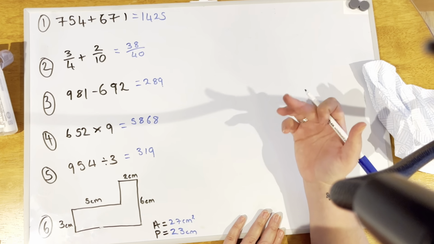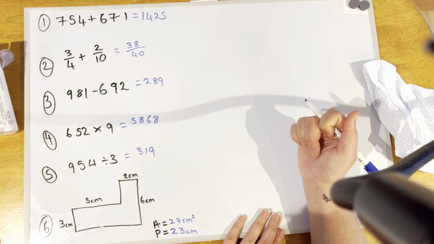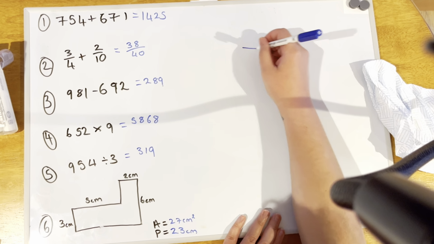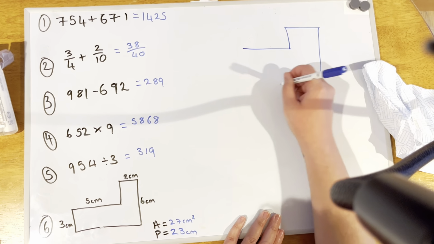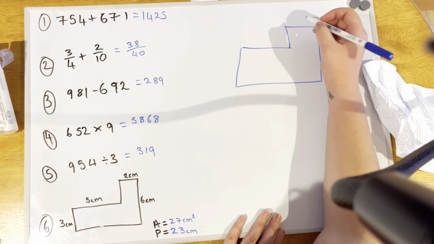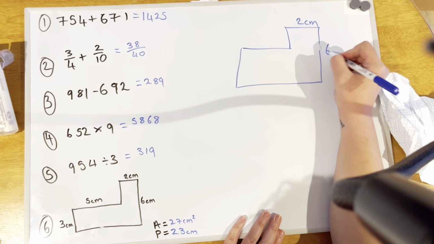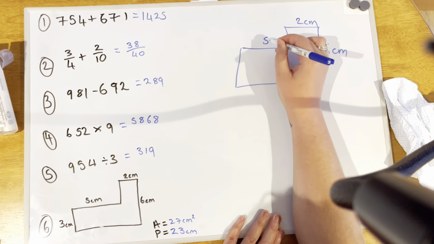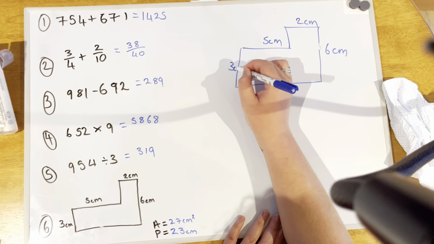Number 6 is a two-parter. We want the area and perimeter of our shape. So I'm going to draw my shape roughly out. This is not drawn to scale. I'm just drawing it very quickly. And I'm going to write my lengths on so I know what I'm doing.